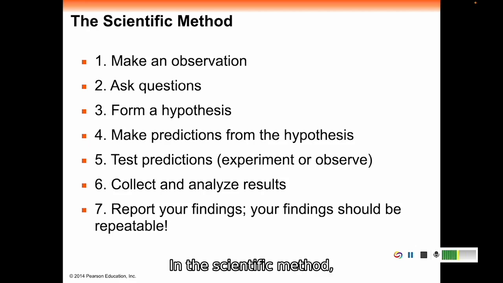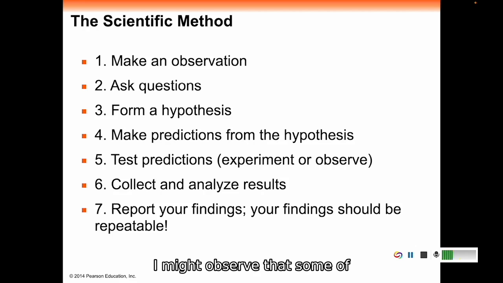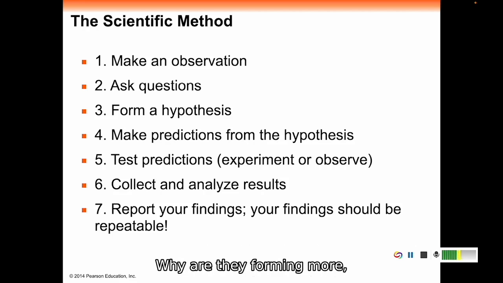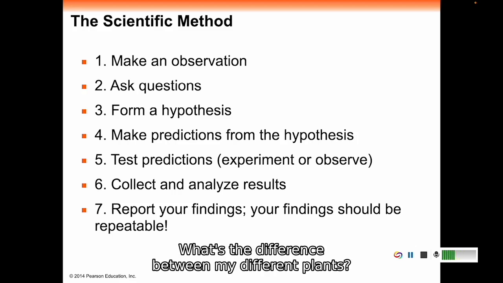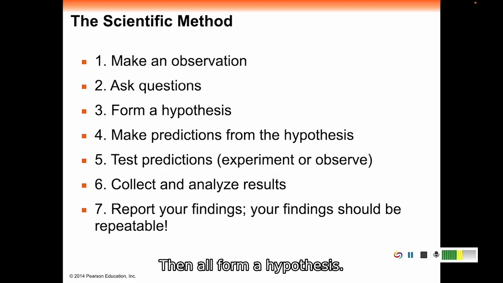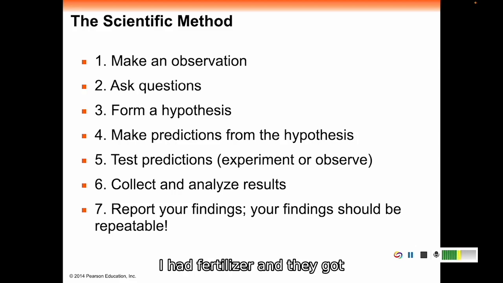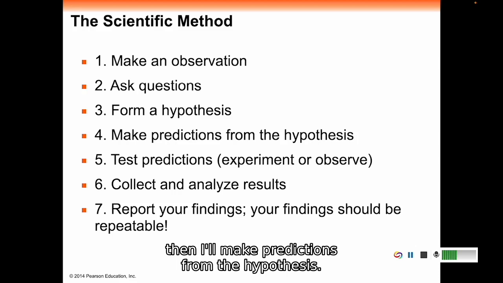In the scientific method, you begin by making an observation. So I might observe that some of my tomato plants are taller than others of my tomato plants. Then I'll ask questions. Why are some of my tomato plants larger? Why are they forming more tomatoes or juicier tomatoes? What's the difference between my different plants? Then I'll form a hypothesis. So my hypothesis might be, well, these I had fertilizer and they got fertilized, and the other ones I ran out of fertilizer. Then I'll make predictions from the hypothesis.